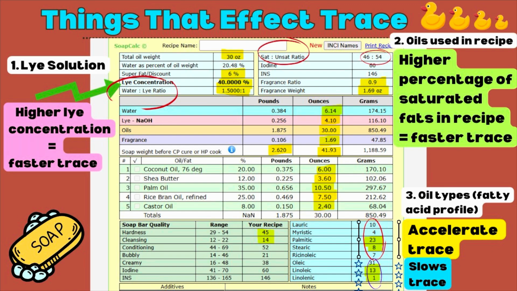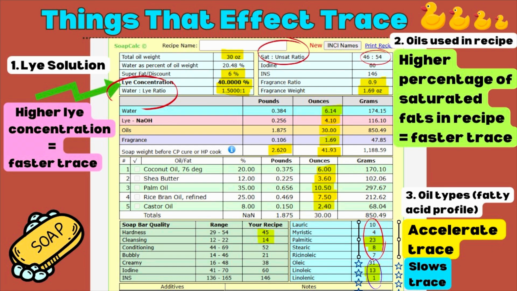Another thing you see in the upper right-hand side of the image are the oils used in your recipe. So these are super important. Your hard oils, those are your oils that are solid at room temperature, are going to be higher in saturated fats, and those equal faster trace. So hard oils, usually, the more of those in a recipe, the faster it's going to move. And the more soft oils, or those that are liquid at room temperature, if you have more liquid oils in your recipe, those are going to cause trace to be a little bit slower.